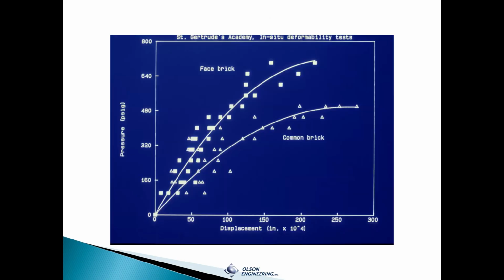So this is a combination of a variety of results for pressure in the gauge versus displacements. The face brick is a higher quality brick normally than the common brick behind it. And you can see it goes up to about 700 psi for a peak strength when it starts to break over. And again, not much deformation, 210 thousandths of an inch. The common brick goes up to about 500 psi.